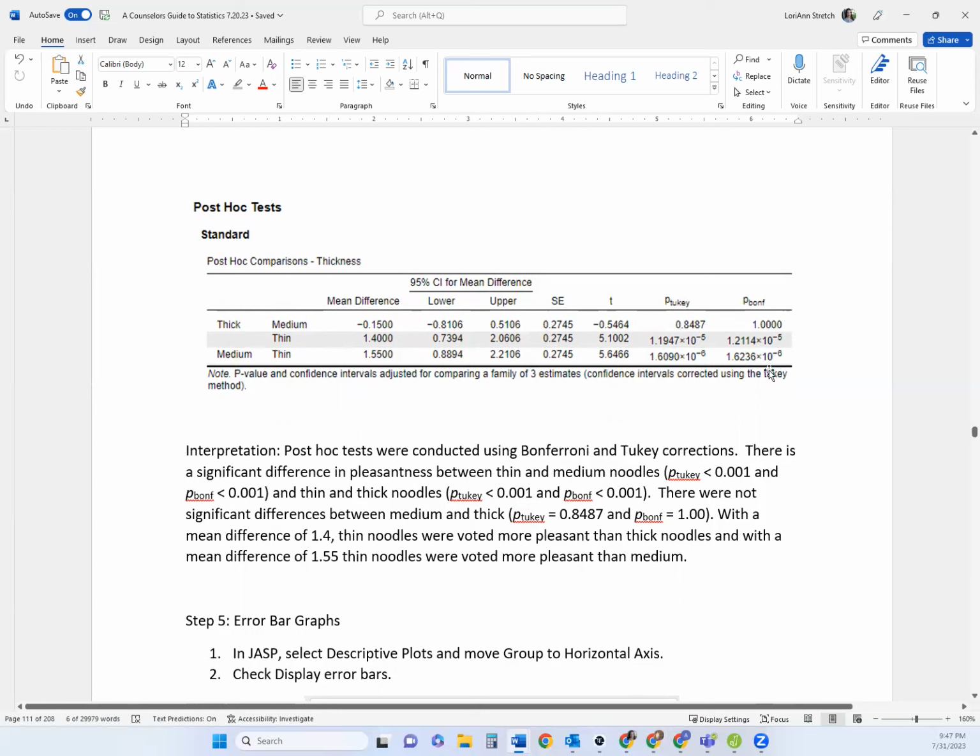And in this case, I gave both. For thin and thick, same thing. There were not significant differences between medium and thick, and I gave the results for that. And then I explained with a mean difference of 1.4, thin noodles were voted more pleasant than thick. So this is the thin to thick, and here's that mean difference. And with a mean difference of 1.55, the thin noodles were voted more pleasant than medium. And you can see, again, the lower the score, the more pleasant it was. It's a little quirky to try to interpret that.